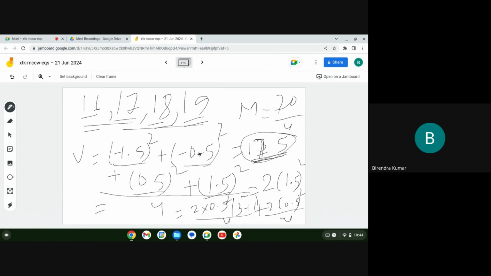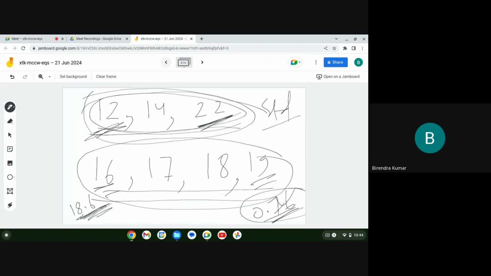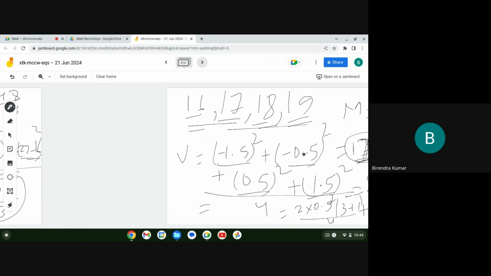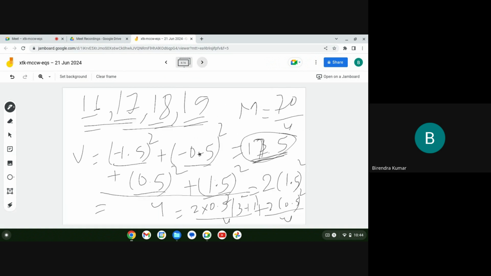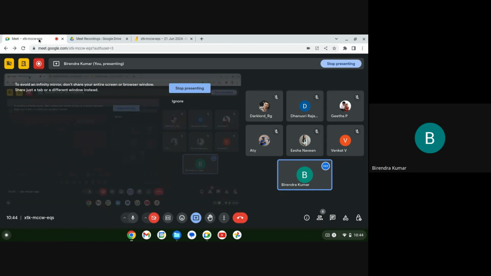What was the answer? Here, with whatever rough calculation I'm doing, my variance is 0.5. Is that what you got, Thurf? Did you get your variance as 0.5? Thurf, you're talking on mute.